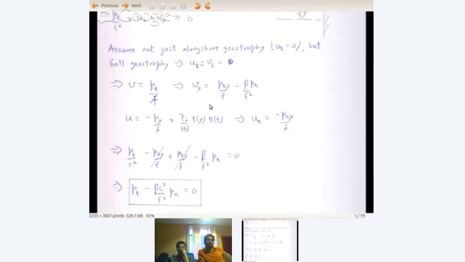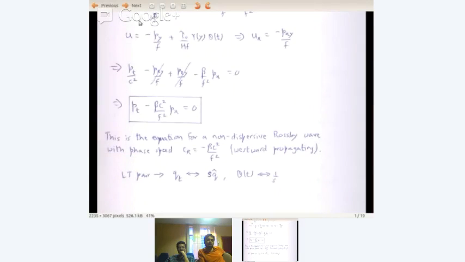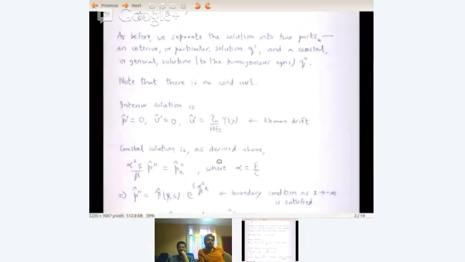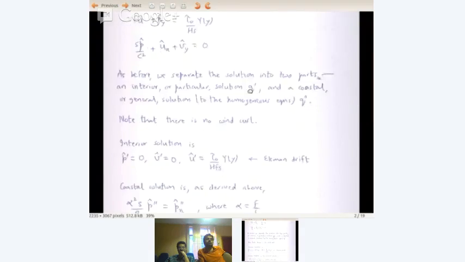We've been looking at coastal adjustment, but on a beta plane, after we finished the FPM solutions. And we looked at the tau y case. We first started with full geostrophy, that is setting ut and vt to zero, no friction. We proceeded in exactly the same way as done earlier. We had an interior solution that was a particular solution, and a coastal solution that's homogeneous equations.